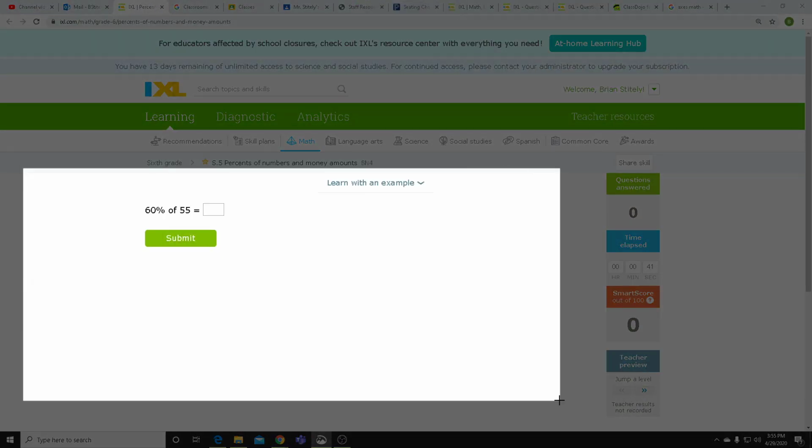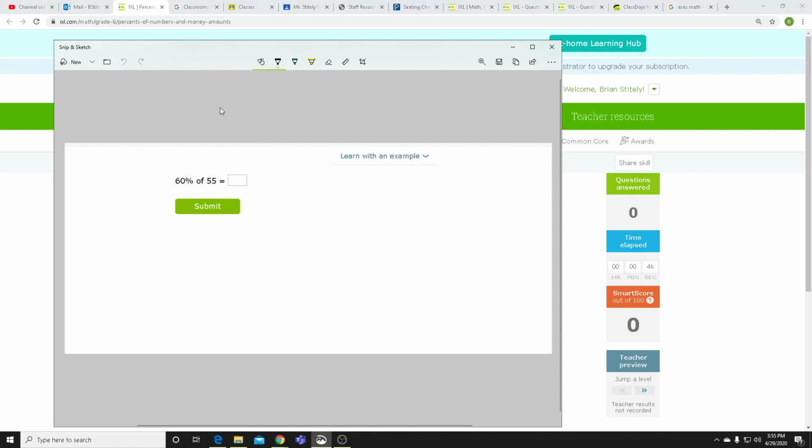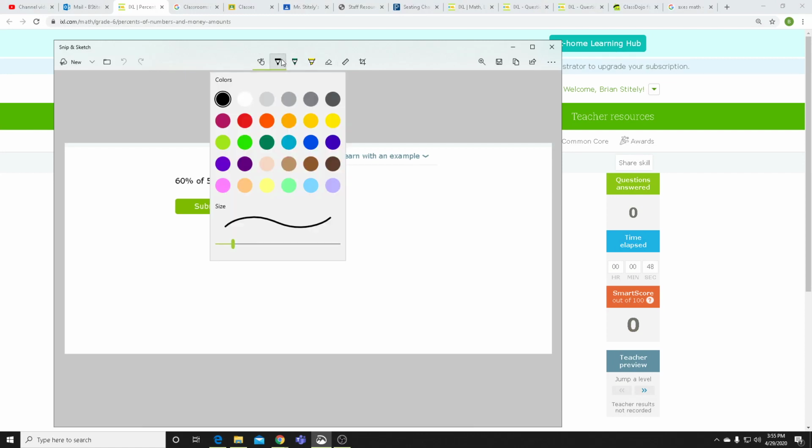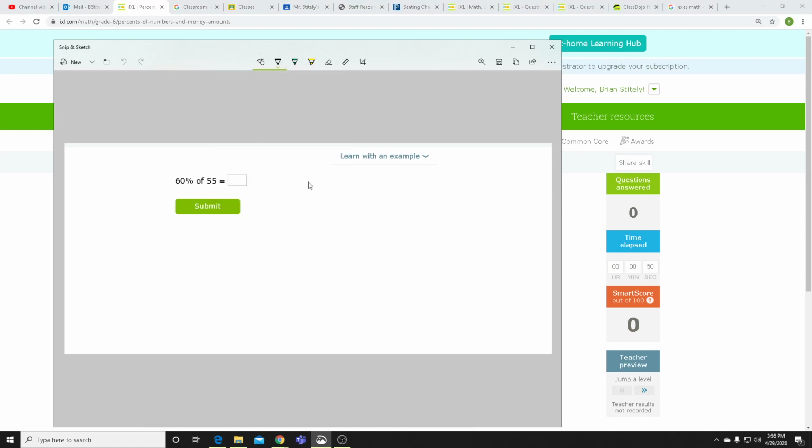So let's just start off with this problem here. 60% of 55. So when you're solving with percentages, your first step, okay, I said I would add one extra step. Your first step is to change your percentage to a decimal. Okay, so we have 60%.